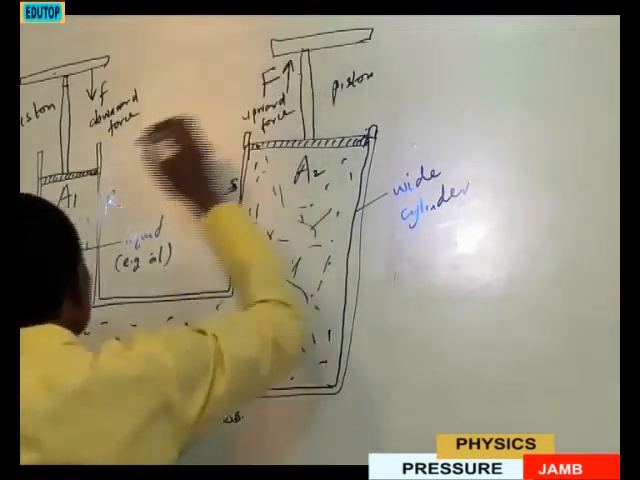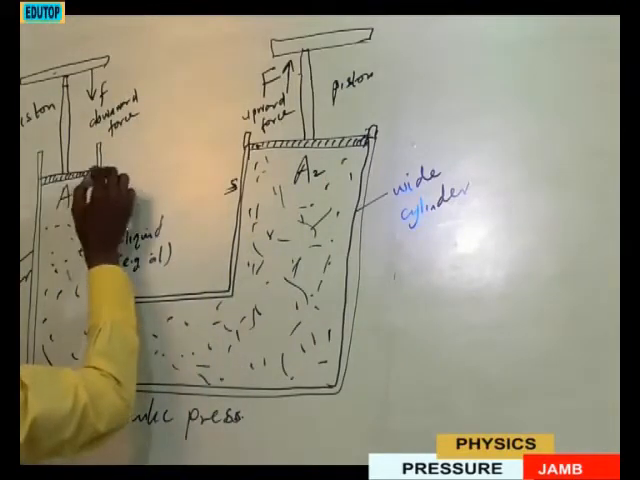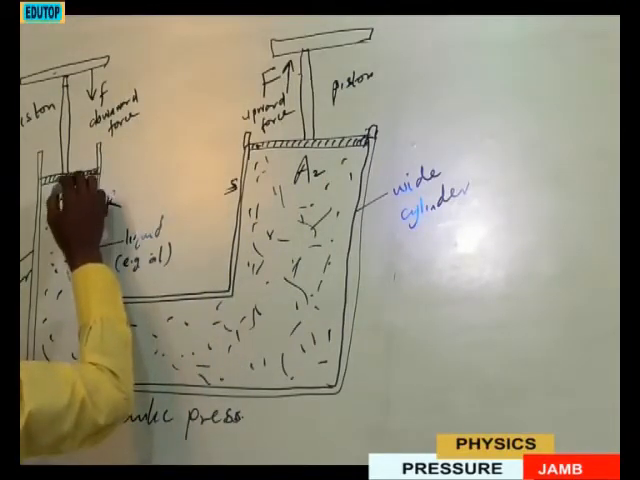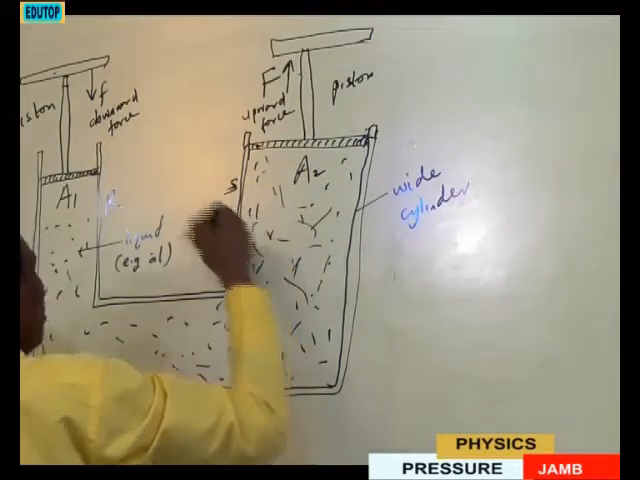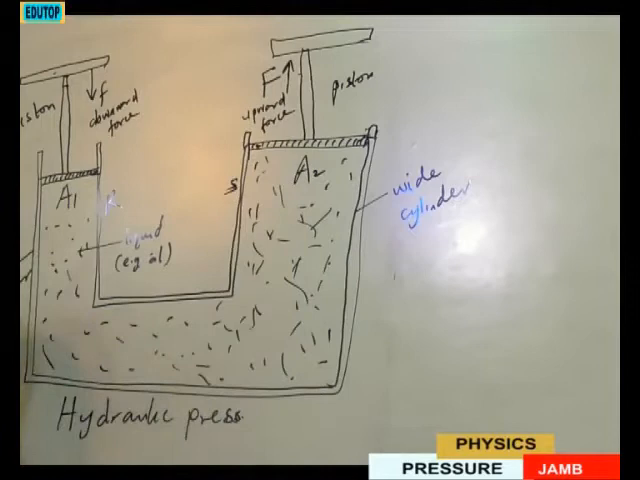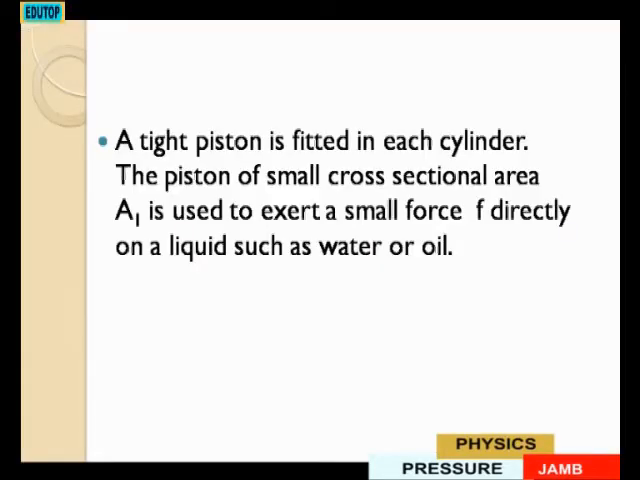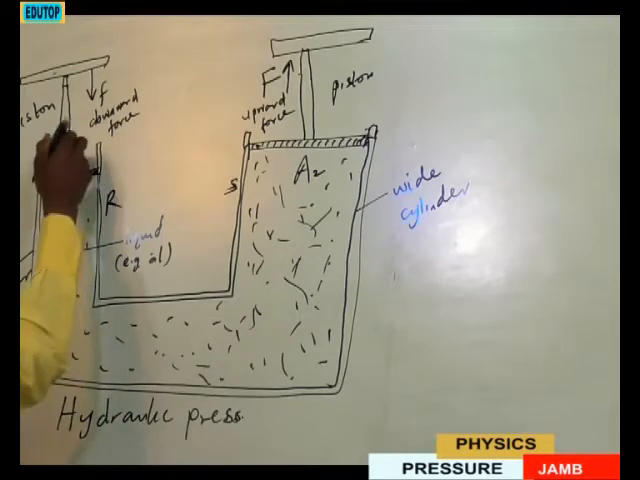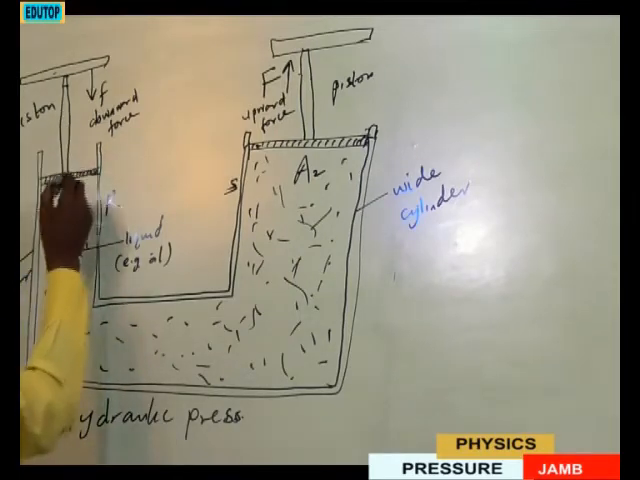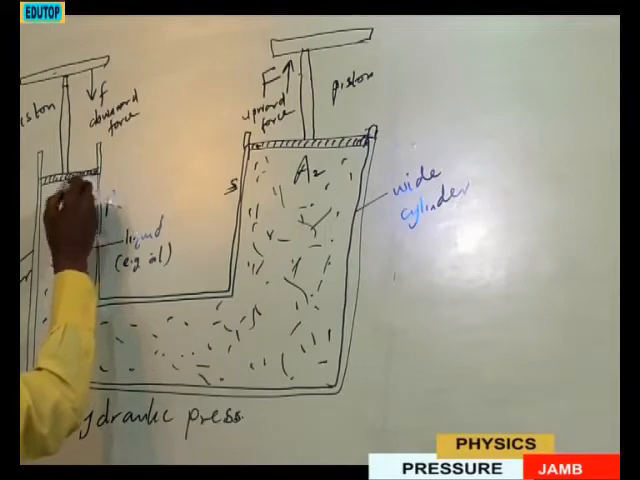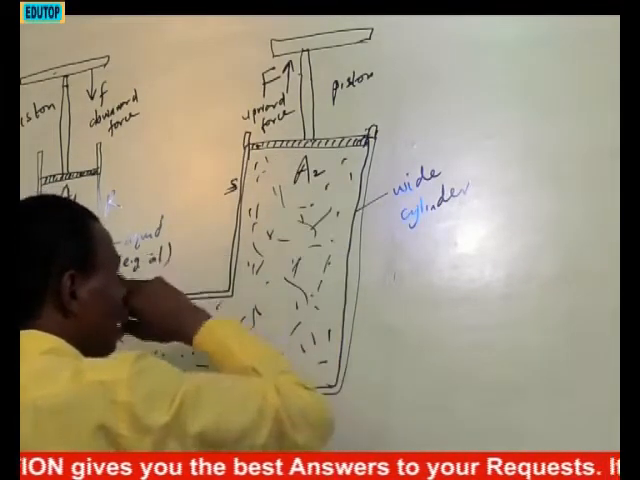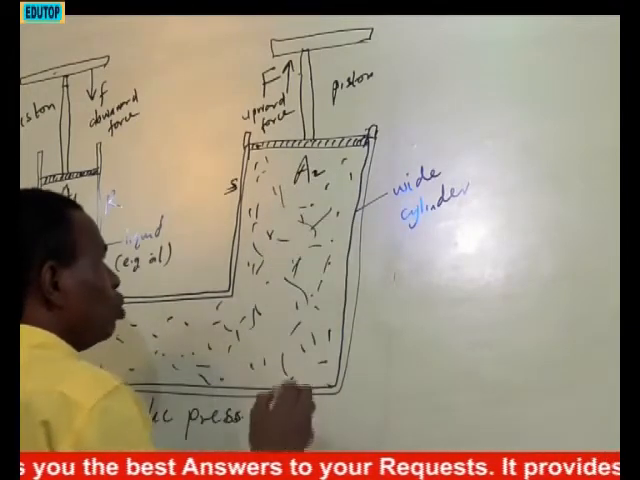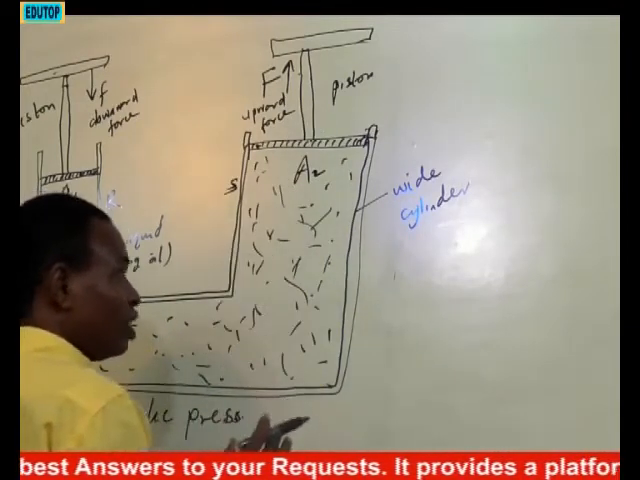This is another piston. We have a piston for the one with the smaller diameter and this one with the bigger diameter. Okay? The piston of small cross-sectional area, let's call it A1, because this is the one with the small diameter. Let's call it A1. Then the piston for the bigger one, let's call it A2. That is the area for the diameter.